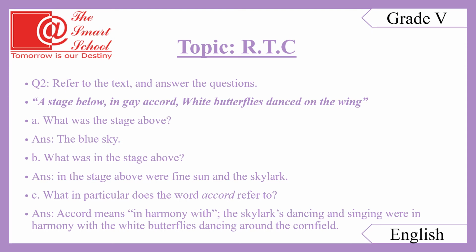Question A, what was the stage above? The stage above, meaning what was above, was the blue sky. B, what was in the stage above? In the stage above, there were the fine sun and the skylark. What in particular does the word accord refer to? Accord means in harmony with. The skylark's dancing and singing were in harmony with the white butterflies dancing around the corn field.